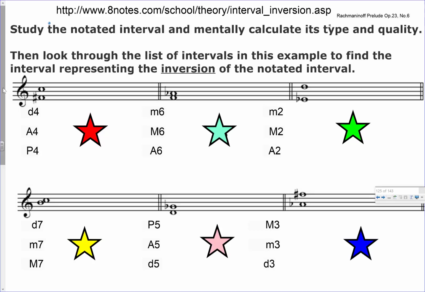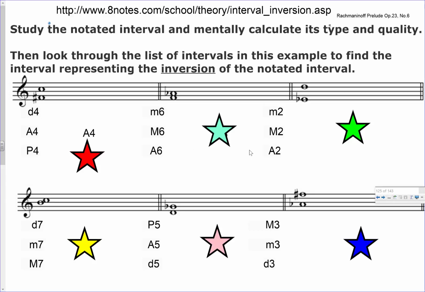So if we did the first one together, we'll call that the red star example. I can't write anything down, but I'm looking at an F sharp to a C. In my mind, I figured out that that interval is a diminished fifth, but that's not the answer. The answer is the inversion of the interval that is shown. What does a D5 invert to? A D5 inverts to an A4, and that's my answer.